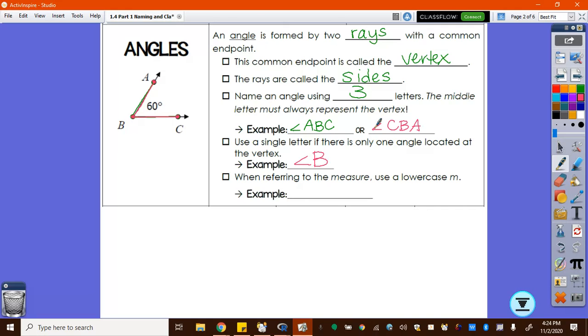When referring to the measure of an angle, we use the lowercase letter m, and that just means measure. It's just like a symbol for measure. So here, the measure of our angle is 60 degrees. I could say the measure of angle B equals 60 degrees. When you start including numbers in there, then you drop the small m in front.